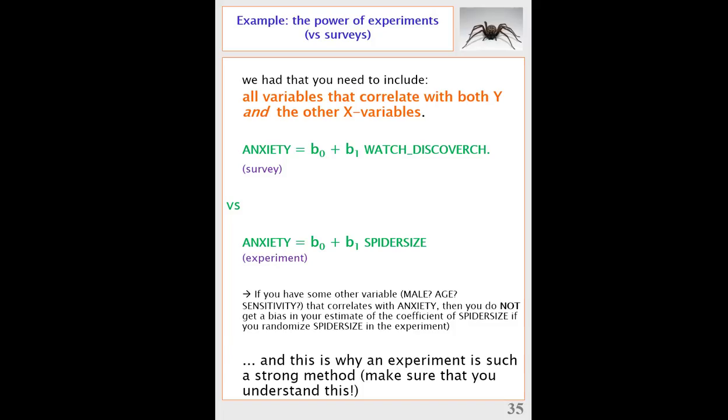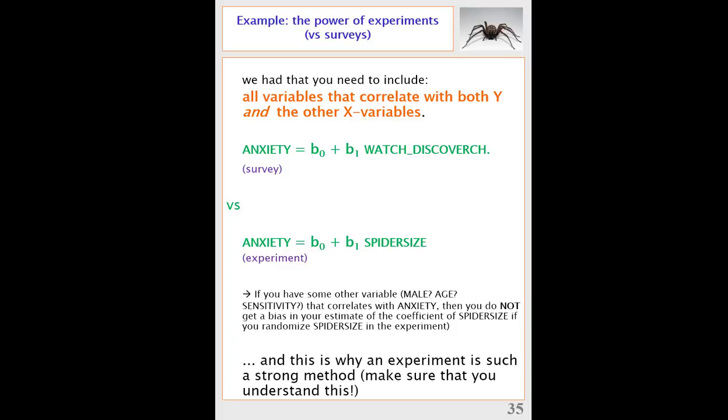Okay, so, let's see that once more. This would be a survey like the spider example again. I'm trying to predict how anxious you get, and I predict this from, let's say, how often you watch Discovery Channel, the number of hours in a week. Because I have the idea that if you see more spiders on television, then you get rid of your anxiety, and then it might be different.